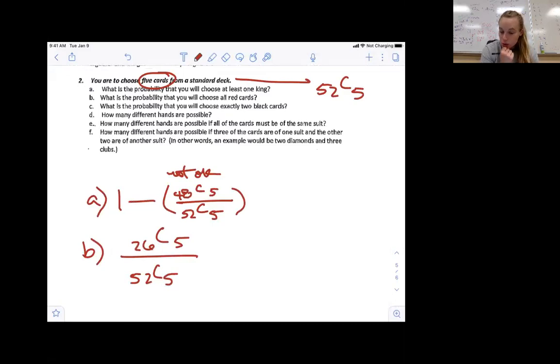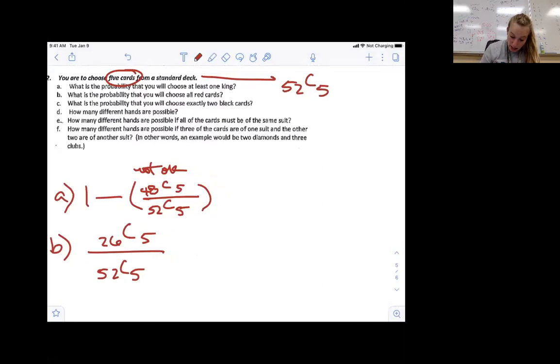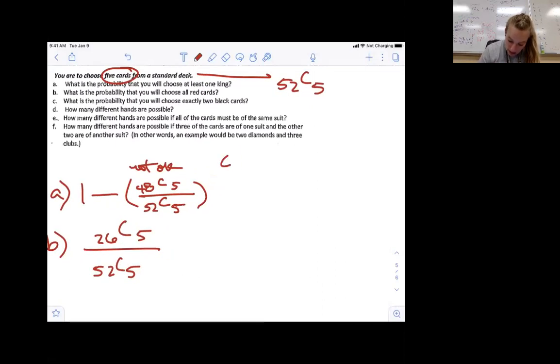What's the probability that you will choose exactly 2 black cards? So exactly 2 black cards. How many black cards are there? 26. So I'm going to do 26 choose 2, and then plus, or sorry, not plus, it's times, because it's all still in the same hand. This is all still there to be successful. How many non-black cards are there?